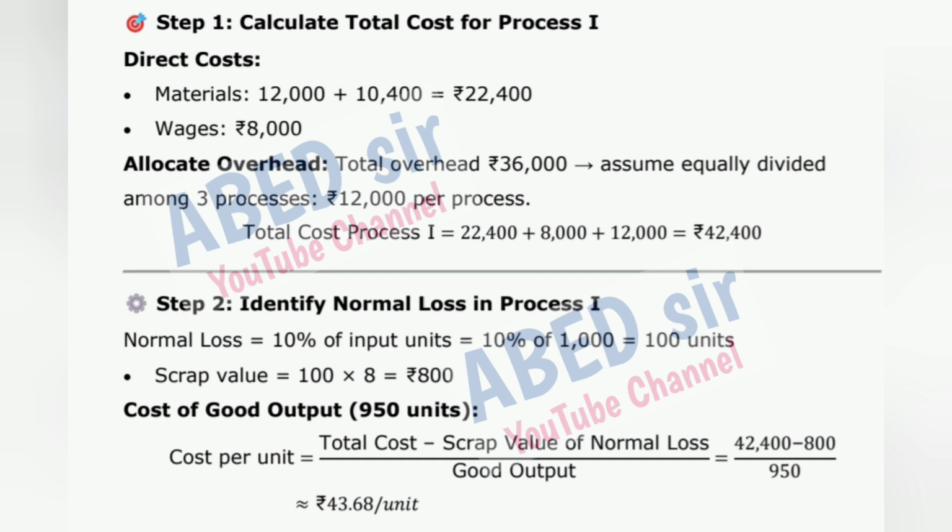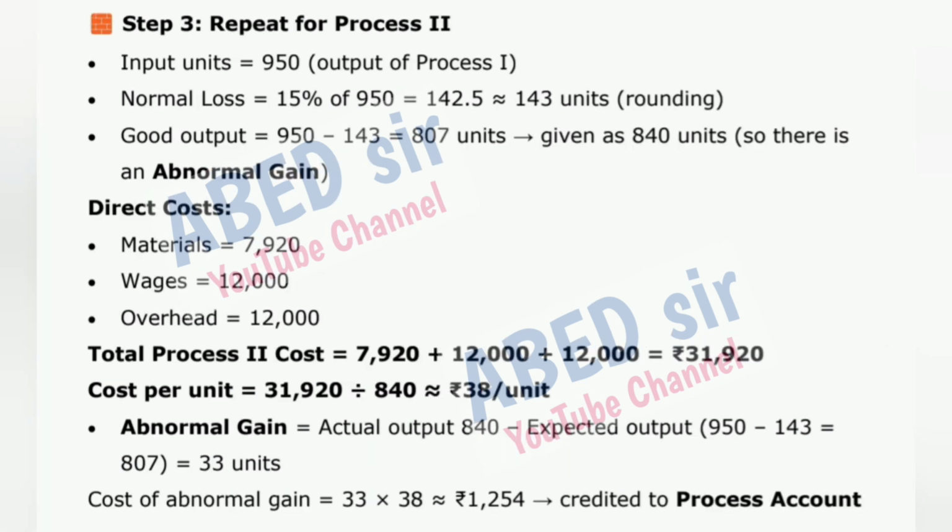Normal loss is equal to 10% of input units, which is 10% of 1000, equal to 100 units. Scrap value is equal to 100 times 8, which is 800 rupees. Cost of good output, 950 units. Cost per unit is equal to (total cost minus scrap value of normal loss) divided by good output, which is (42,400 - 800) / 950 = 43.68 per unit.